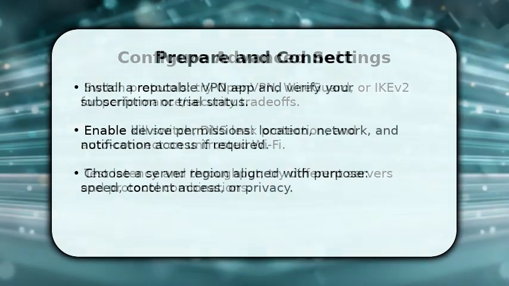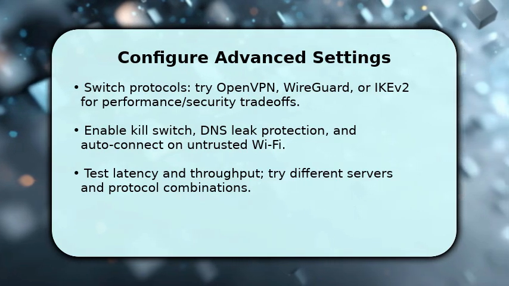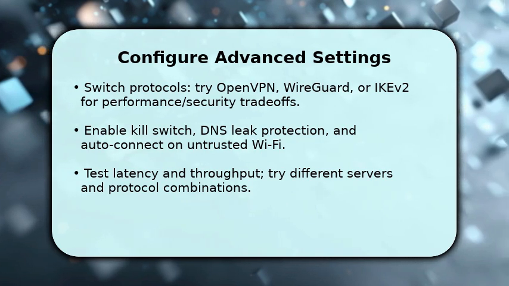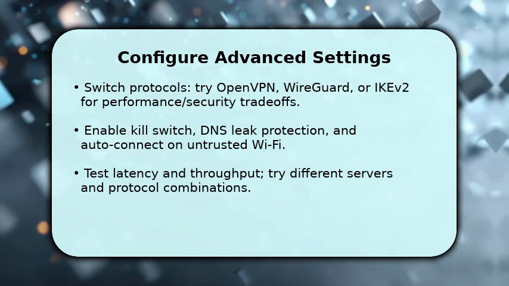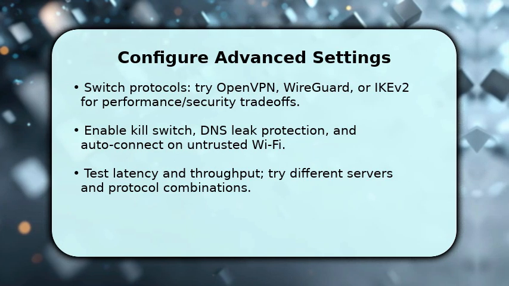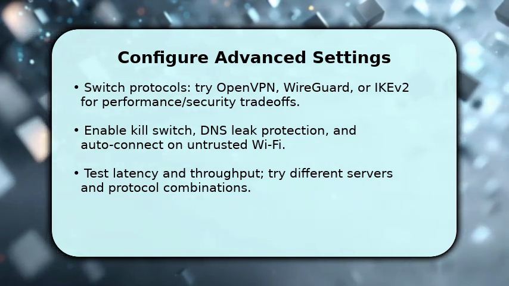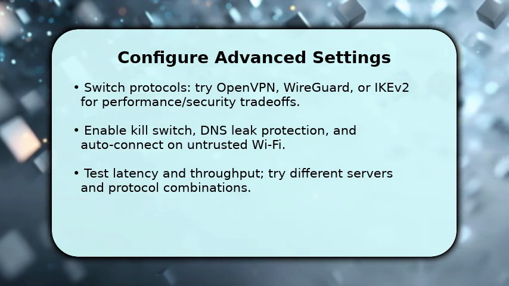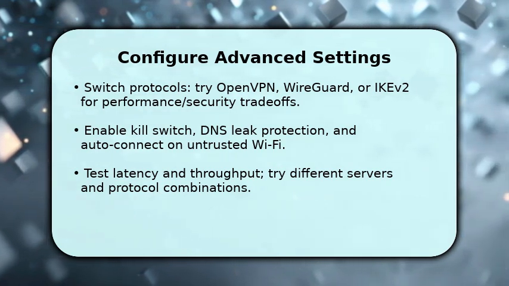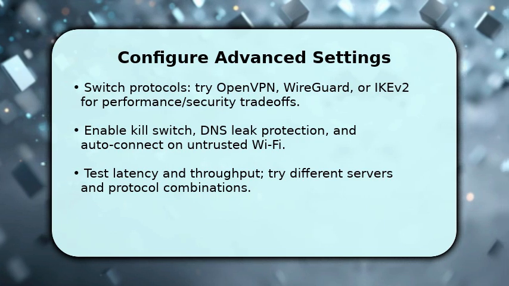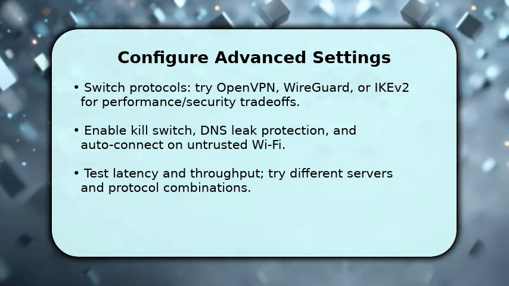Now you dive into configuration to balance speed and security. First, try different protocols: WireGuard for fast, modern performance, or OpenVPN for wider compatibility, because protocol choice changes latency and resilience. Then enable the kill switch and DNS leak protection so traffic stops if the tunnel drops. This prevents IP leaks. Also set AutoConnect for untrusted Wi-Fi to avoid manual steps.